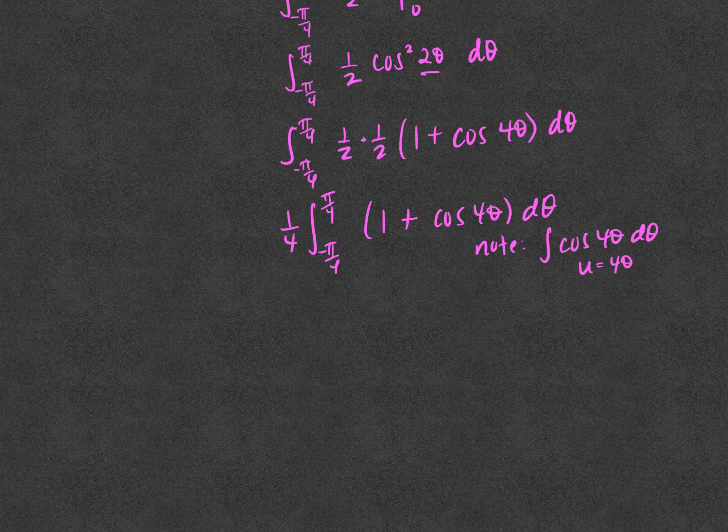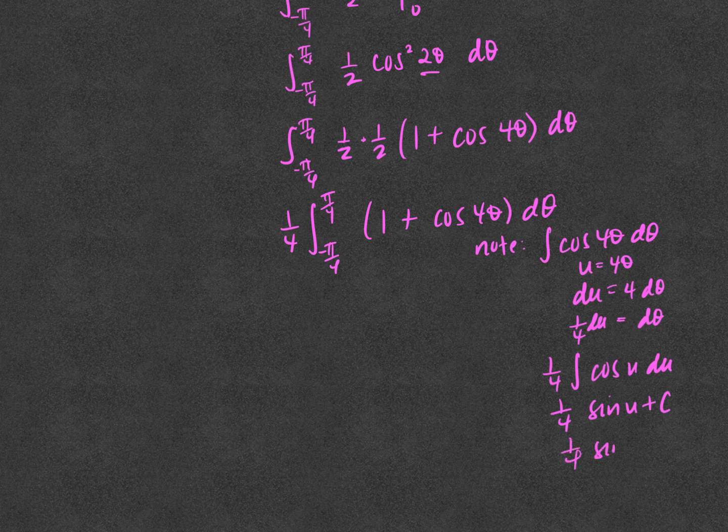We're going to let u be 4 theta. du is 4 d theta, so d theta is 1/4 du. So we have 1/4 times the integral of cosine of u du, which gives me 1/4 sine of u plus c. So we have 1/4 sine of 4 theta plus c.